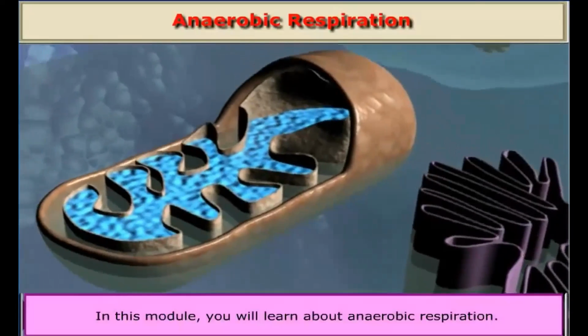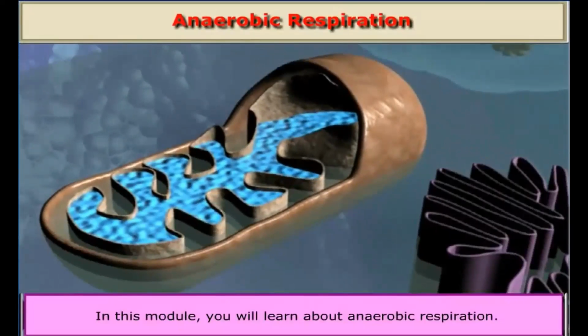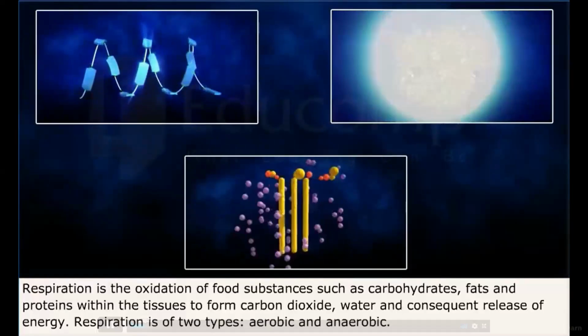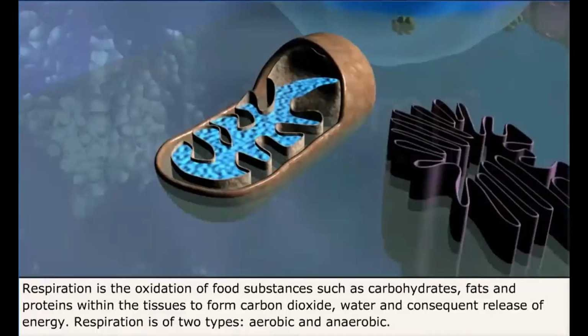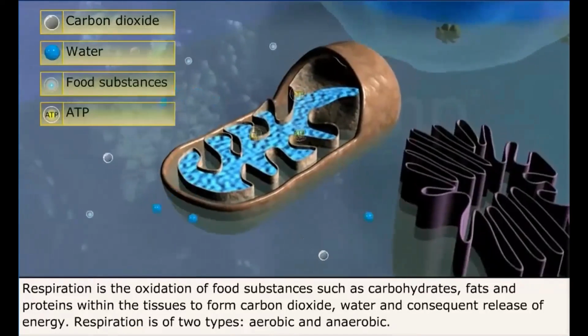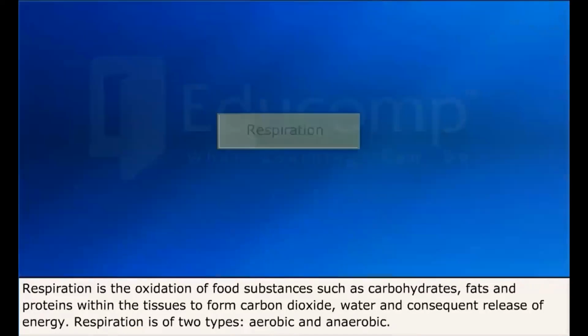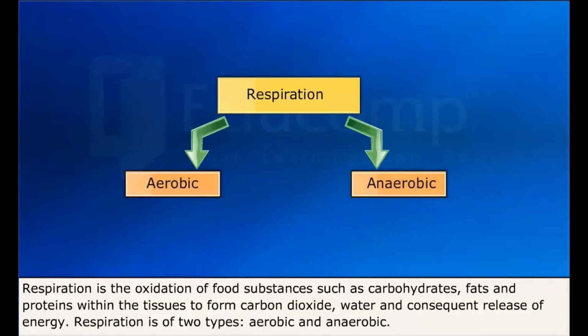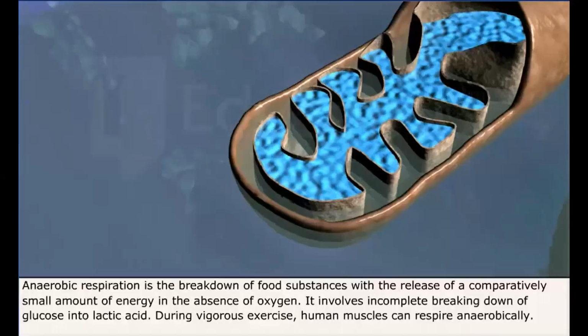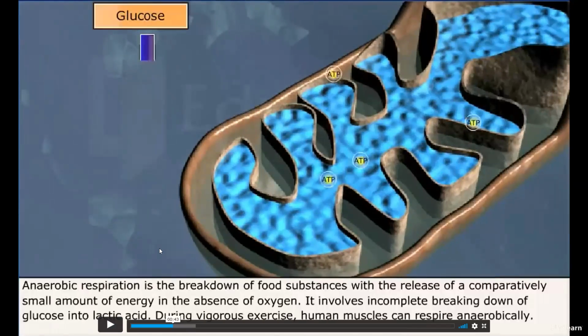Anaerobic respiration. In this module, you will learn about anaerobic respiration. Respiration is the oxidation of food substances such as carbohydrates, fats, and proteins within the tissues to form carbon dioxide, water, and consequent release of energy. Respiration is of two types, aerobic and anaerobic. Let us learn about anaerobic respiration.